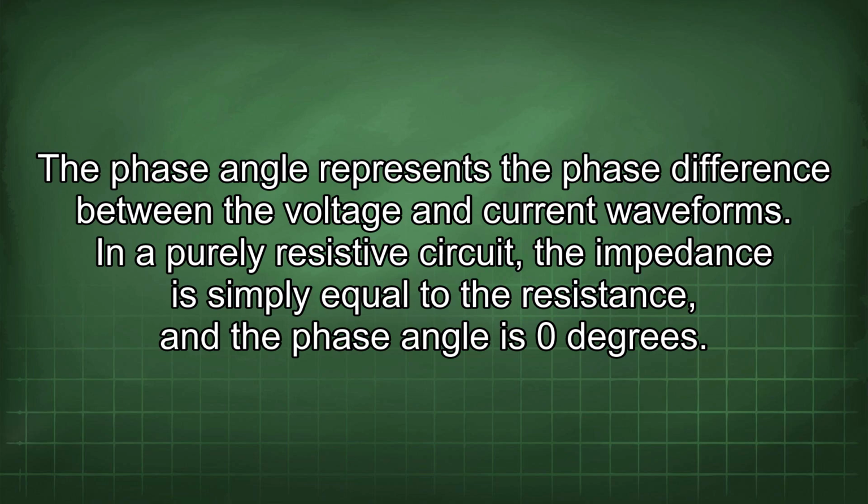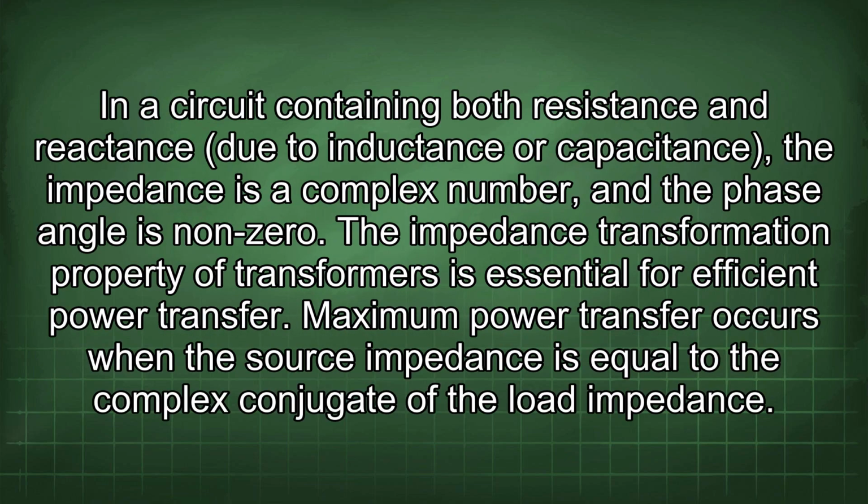In a purely resistive circuit, the impedance is simply equal to the resistance, and the phase angle is 0 degrees. In a circuit containing both resistance and reactance due to inductance or capacitance, the impedance is a complex number and the phase angle is non-zero. The impedance transformation property of transformers is essential for efficient power transfer.